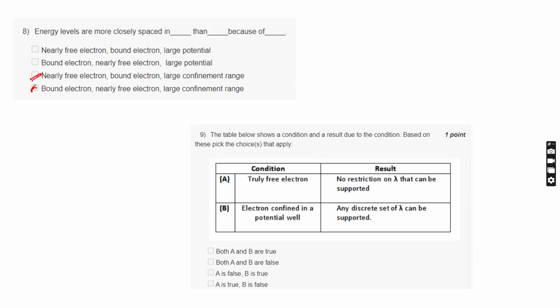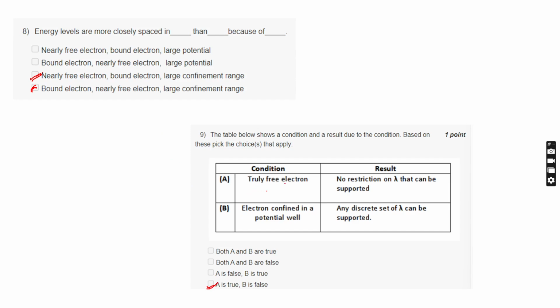Okay, and now next one, see the table below shows the condition and the result due to the condition. Based on this we have to choose. So here, truly free electron, then what will happen? A and C will be true and B will be false. Right.